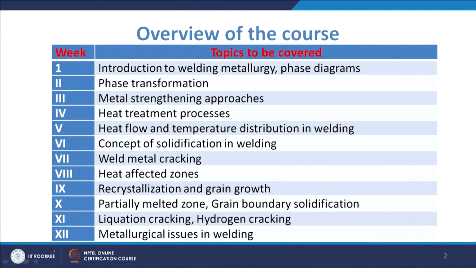Weld metal cracking will be in week 7, heat affected zones in week 8. In week 9 we will talk about crystallization and grain growth phenomena. Week 10 will be the partially melted zone and grain boundary solidification. Week 11 is liquefaction cracking and hydrogen cracking, and in the 12th week we will talk about the metallurgical issues in welding. Overall, you will have these 12 weeks, and in each week we have 5 lectures of approximately 30 minutes duration.